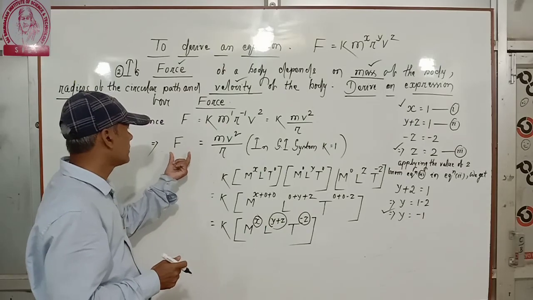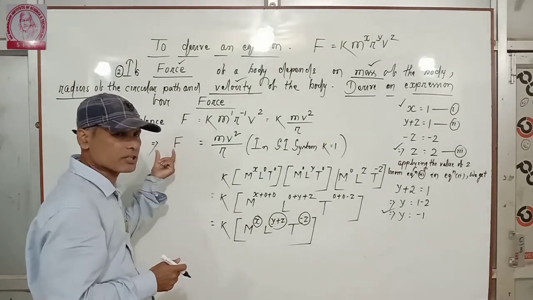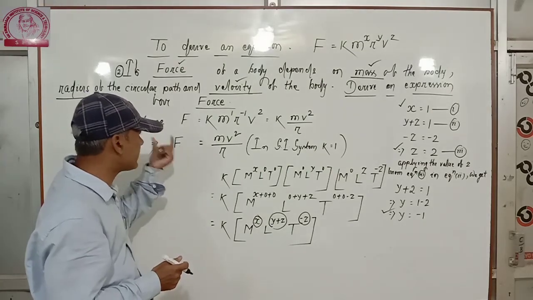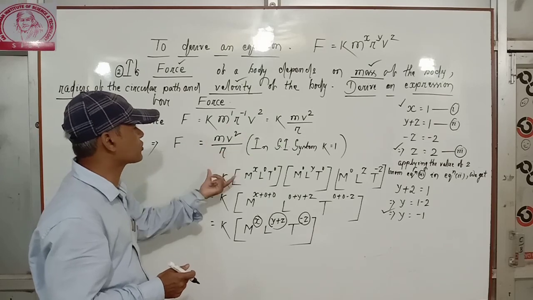Do you know what is this? This is the centripetal force. This is the centripetal force and its equation is F is equal to m v square by r.